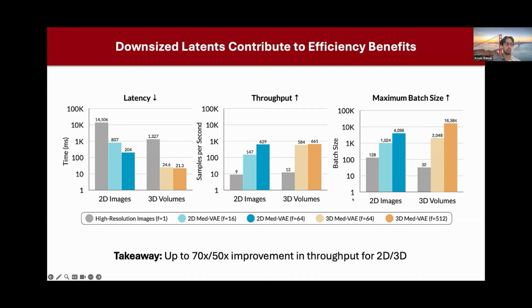So the main takeaway is that we have around 70 to 50 times improvement in throughput in these 2D to 3D tasks. So you can think of this as really promising, especially for potentially SSL experiments or training foundation models that require a large batch size that cannot always be accomplished in resource-constrained settings.